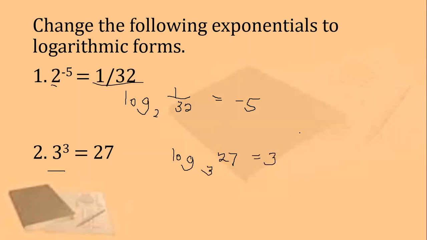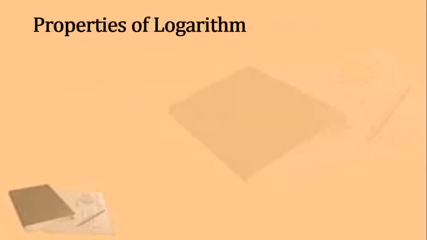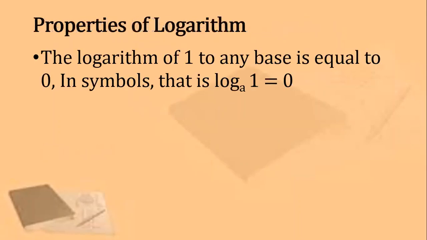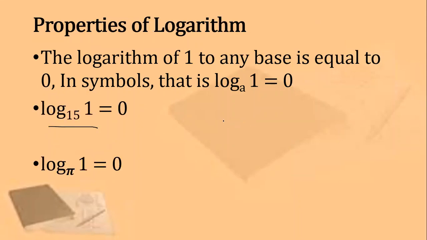So there are also properties of logarithm. First one, logarithm of 1, whatever its base, is equal to 0. Because when we transform it into an exponential form, 15 raised to 0 is equal to 1. Going back, we have a special rule that variables or numbers raised to 0, the answer is always 1. Same with this one, logarithm of 1 to the base pi is equal to 0.